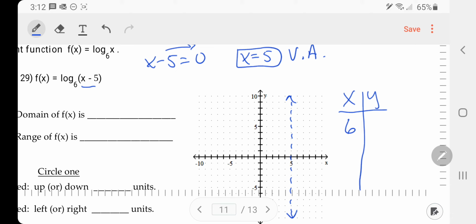Log of 1 is 0. No matter what the base is, log of 1 is 0. And that gives me the x-intercept.